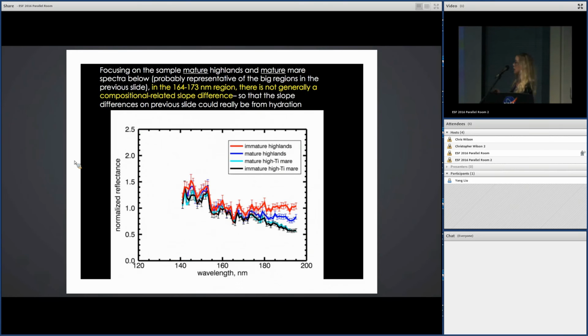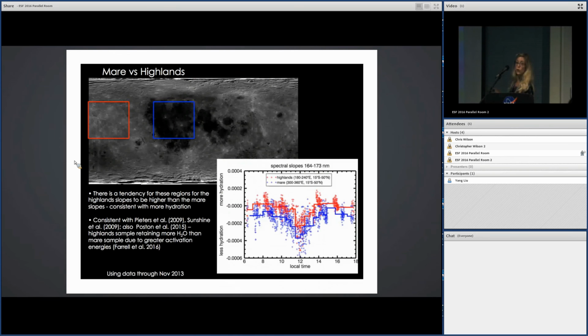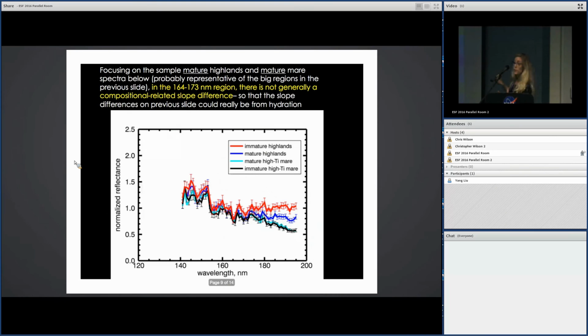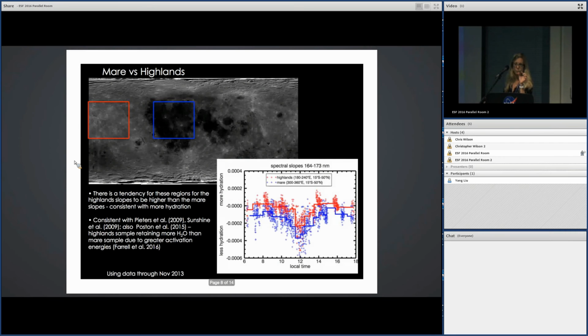Oh, and I wanted to also show you that, yes, there are compositional differences between these two, and could that be related to these overall slope differences that we see? And we do not think so, because if you look at the blue line here, which is a standard mature highlands region reflectance spectrum, compared to the cyan one, which is a standard mature mare region, we see definite differences in those reflectance spectra at longer LAMP wavelengths. But in the water absorption region here, over that very small wavelength region, we don't see big changes. So we think that this difference here is due to hydration levels rather than to inherent composition.